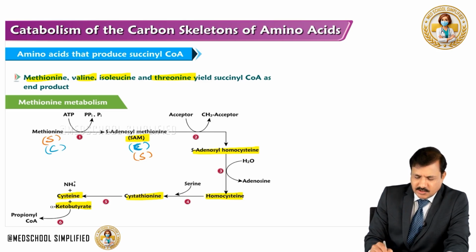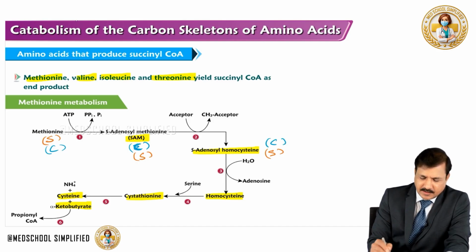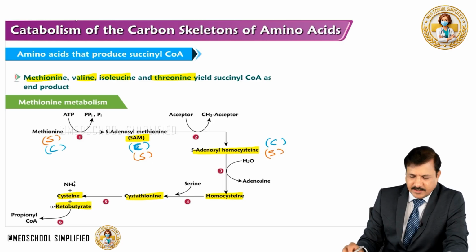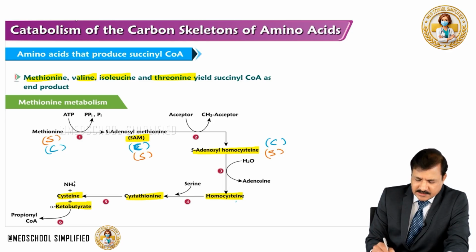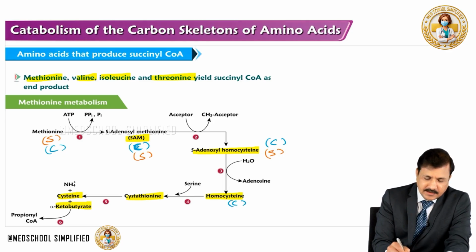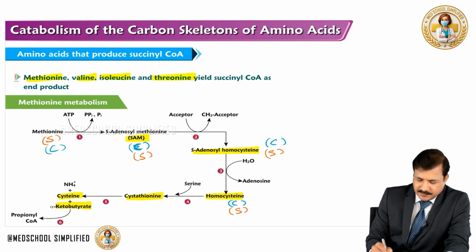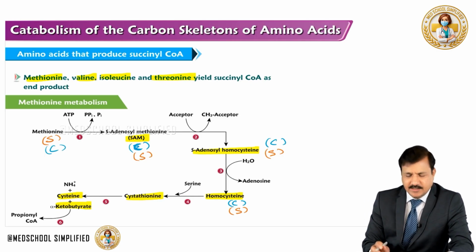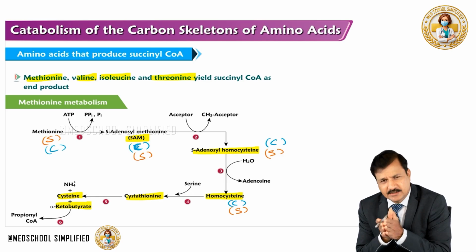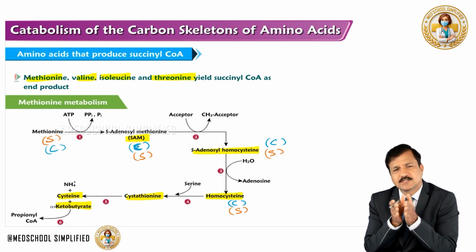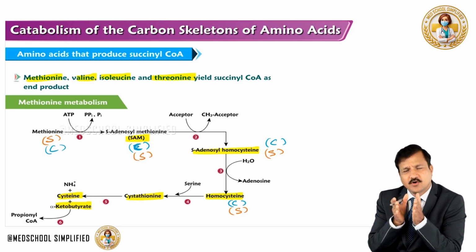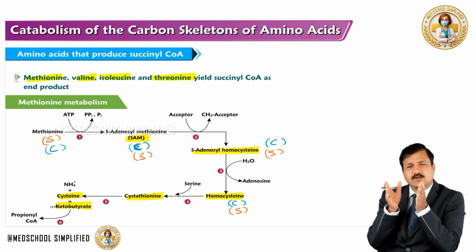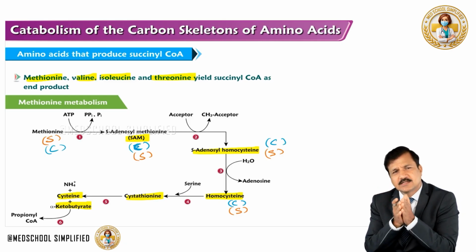S-adenosyl-homocysteine also has the carbons and sulfur of methionine. So carbons and sulfur still continue in the form of S-adenosyl-homocysteine. Similarly, homocysteine also has carbon and sulfur. Now, homocysteine is converted to cystathionine. It is just a condensation of homocysteine with serine. Serine is coming in now and making cystathionine. So carbons and sulfur of homocysteine, and now the carbon and nitrogen of serine, everything is there in the cystathionine.